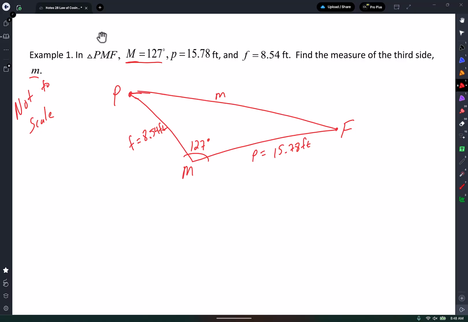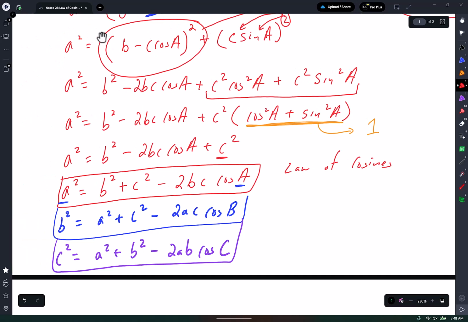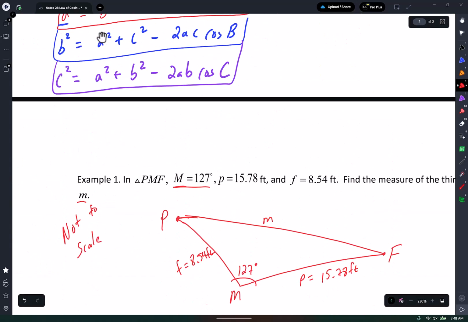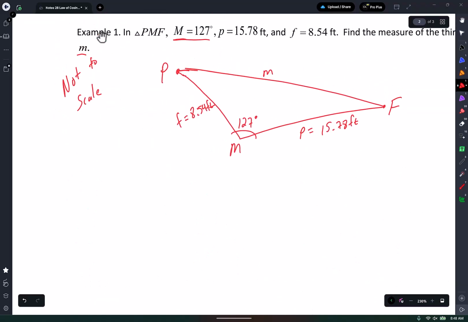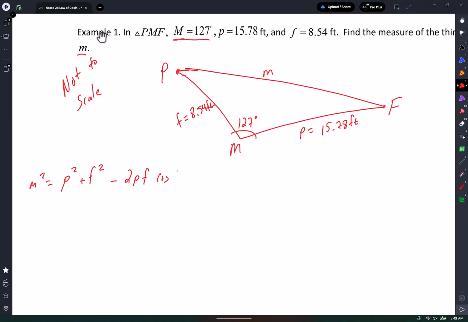Use the law of cosines. So all I'm doing is using this right here, guys. So where the a squared is, that's my M. And then where the b, that's your p. And then where the c, that's your f. So I'm just going to write M squared equals p squared plus f squared minus 2pf cosine of angle M. There it is. That's my formula.